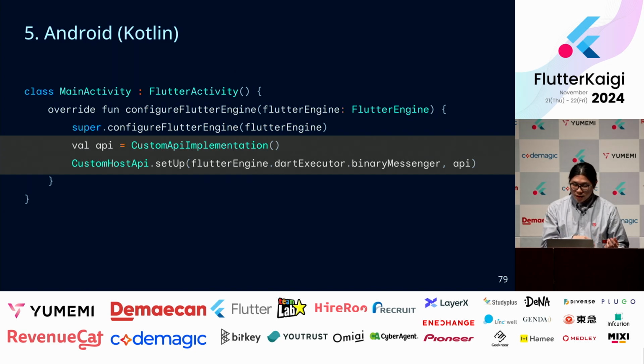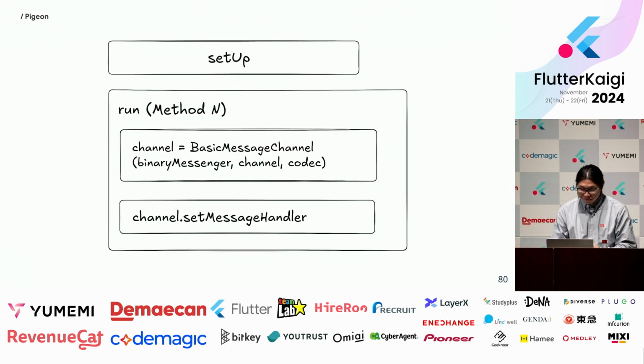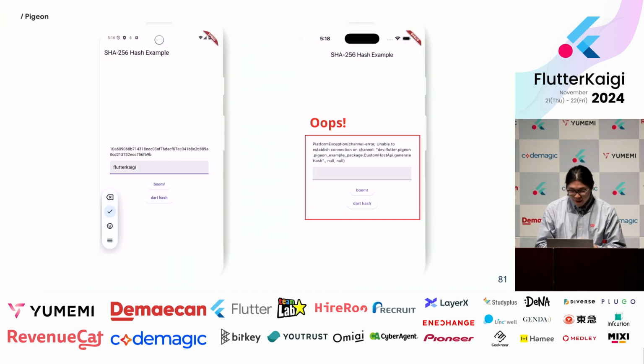Next, we instantiate the implemented class within the configureFlutterEngine method. We use the setUp method from the custom host API to use the program. Without calling the setUp method, you won't be able to invoke any method. Inside the setUp method, the codecs, message channels, and handler configurations are set up, and the result of the implementation is shown here. But it looks like the iOS part hasn't been implemented yet, and that's causing a MissingPluginException. Let's quickly fix this issue.